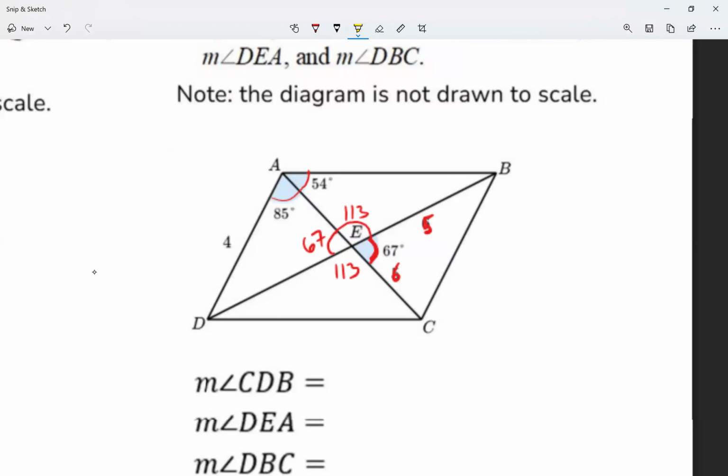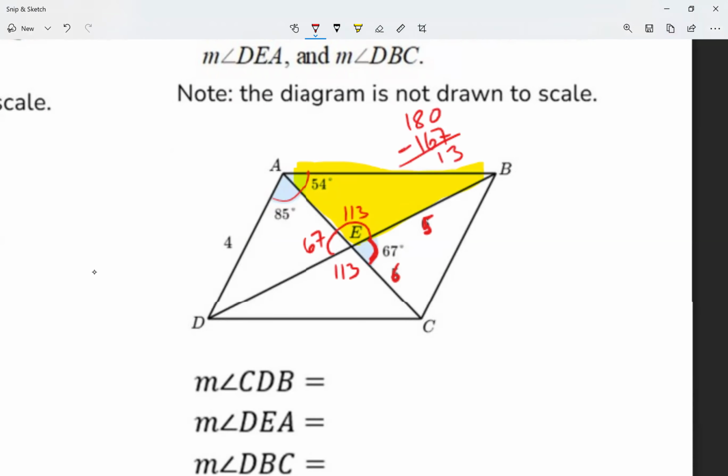I look at the triangle on the top. I know two angles, 113 and 54. If I add my two angles, that gives me 167, right? I added my two numbers, 113 plus 54. Let me subtract this from 180. That gives me 13. So I'm going to say this angle here is 13.